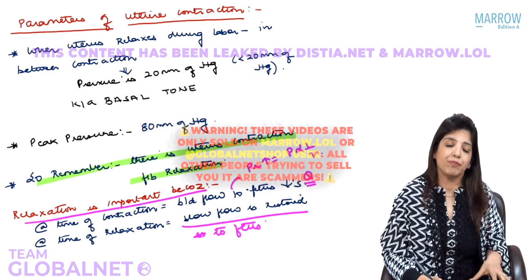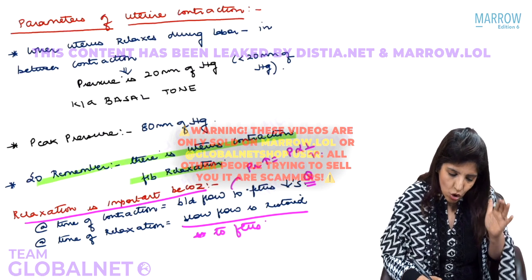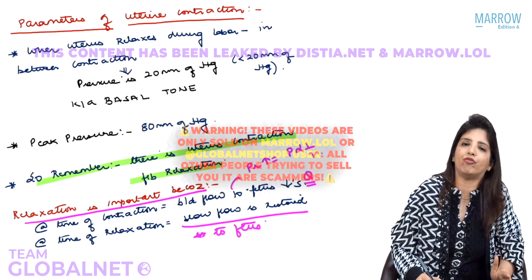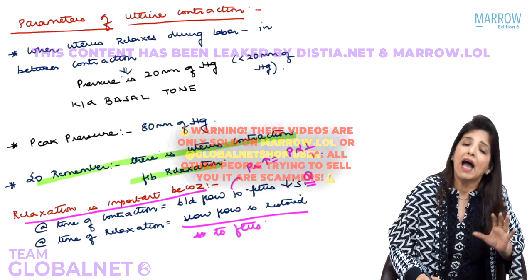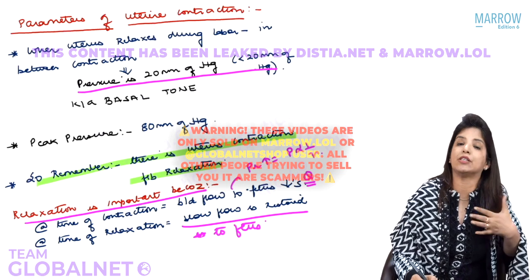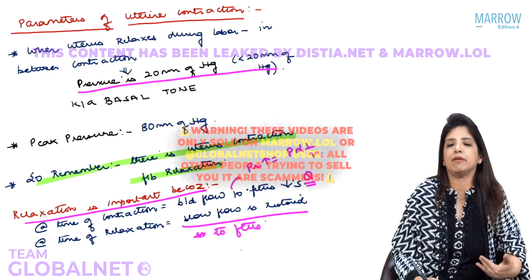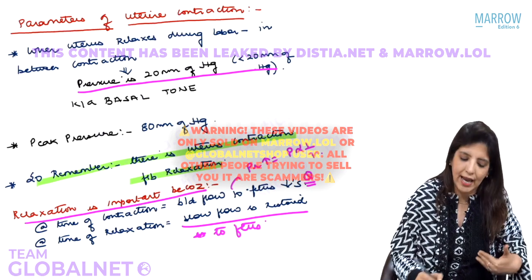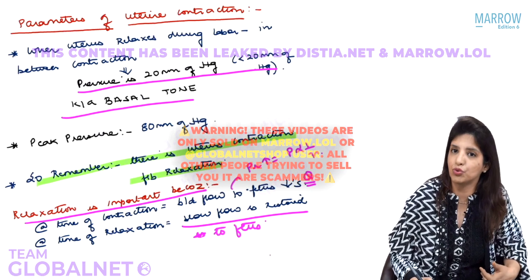Right? But when I say that the uterus is relaxing, that does not mean that at the time of relaxation it will have zero pressure. Right? At the time of relaxation also there is a pressure in the uterus, and that pressure is less than 20 millimeters of mercury, and that is what is called the basal tone of the uterus.